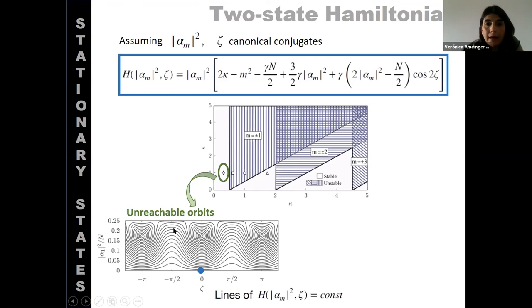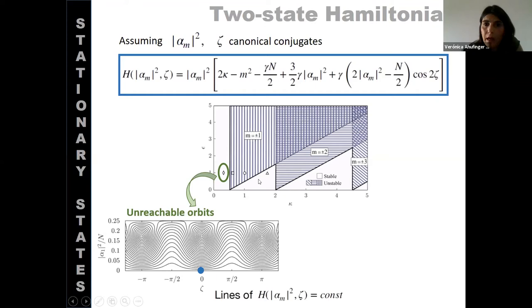If we consider as initial conditions the blue dot, what we see is that although there are some orbits around the centers, these are unreachable for the initial conditions that we have considered. Therefore, the system is stable.